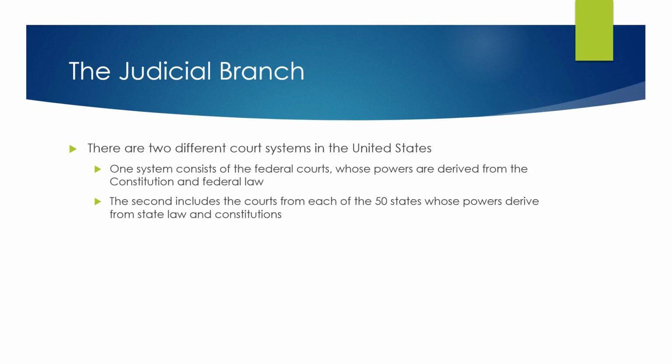And then we have the judicial branch. There are two different court systems in the United States. One system consists of the federal courts, whose powers are derived from the Constitution and federal law. The second includes the courts from each of the 50 states, whose powers derive from state law and constitutions. So state courts are always going to hear issues about state law, and federal courts are always going to hear issues about federal law.